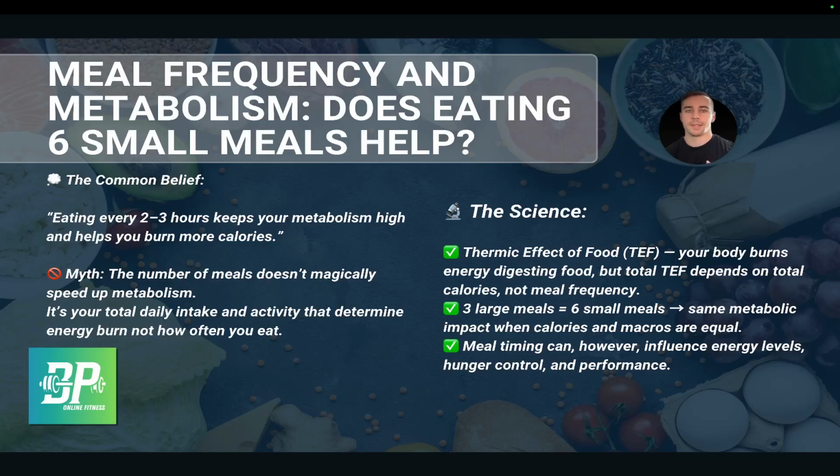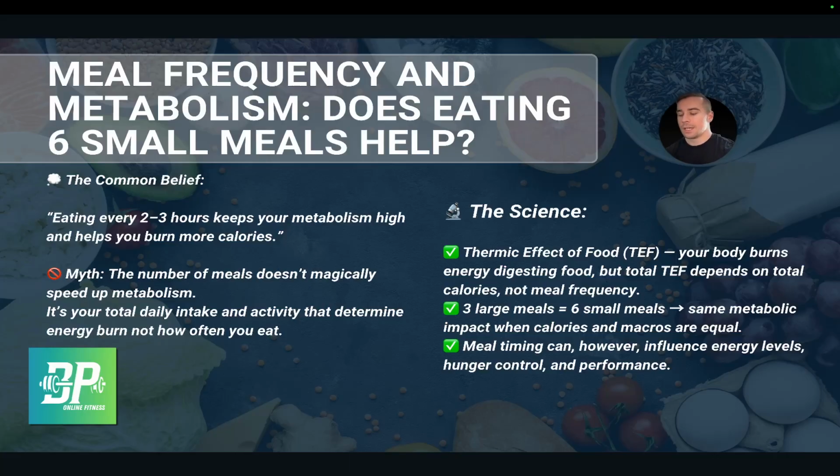The science again is the thermic effect of food, known as TEF. Your body burns energy digesting food, but total TEF depends on your total calories, not your meal frequency. So again, think about the quality of your calories, something I've mentioned over and over again: when you get quality nutrients and calories in your body, it matters. It's not just about having the maximum amount of calories, but about the quality of them. Three large meals can equal six meals and have the same metabolic impact when calories and macros are equal.